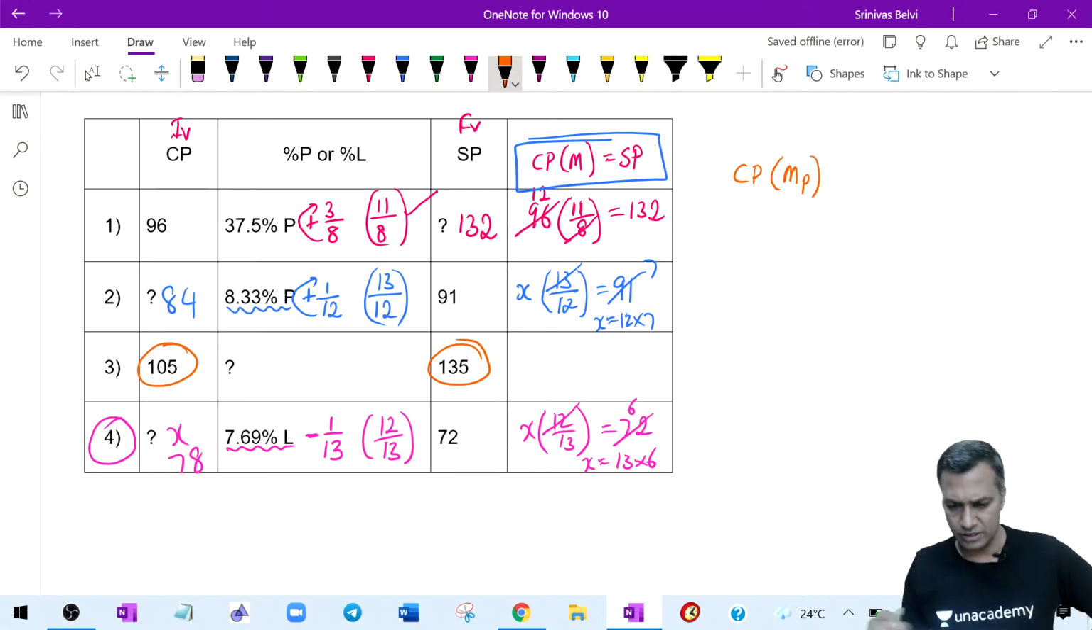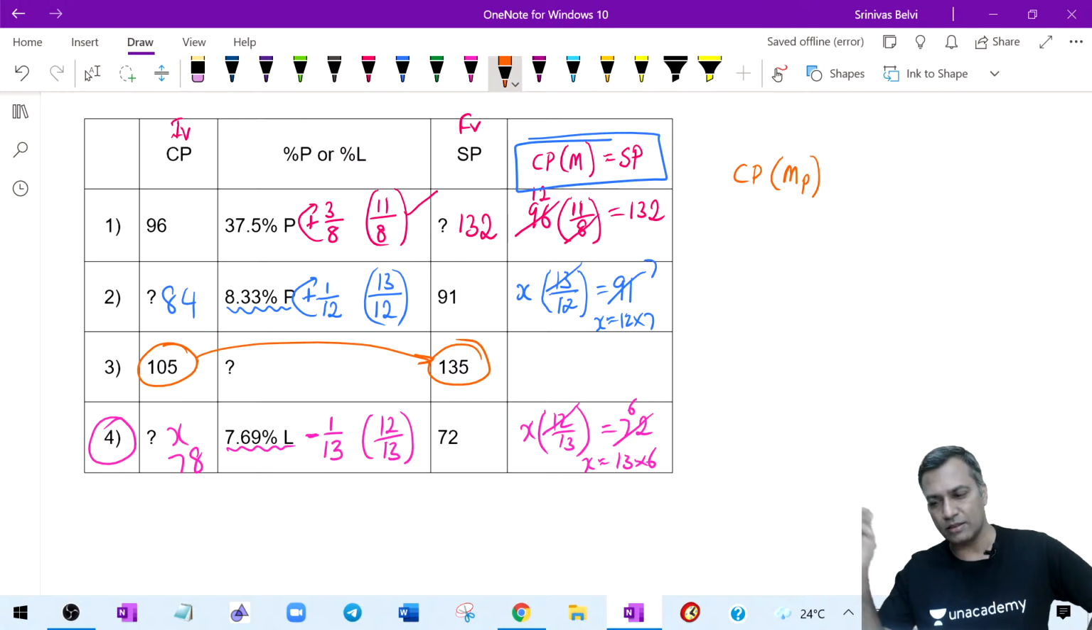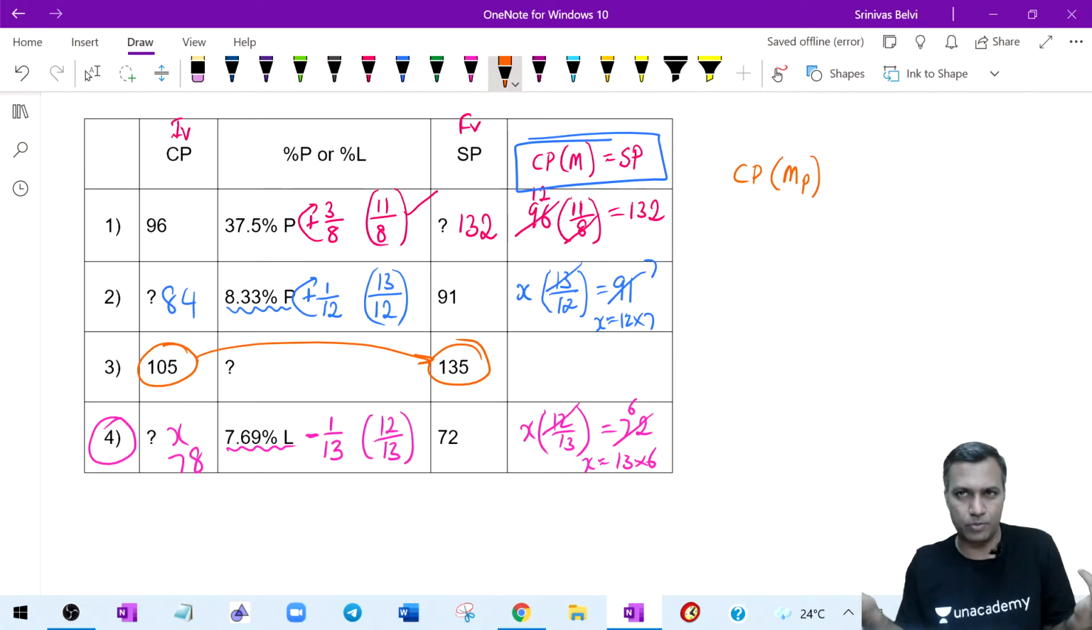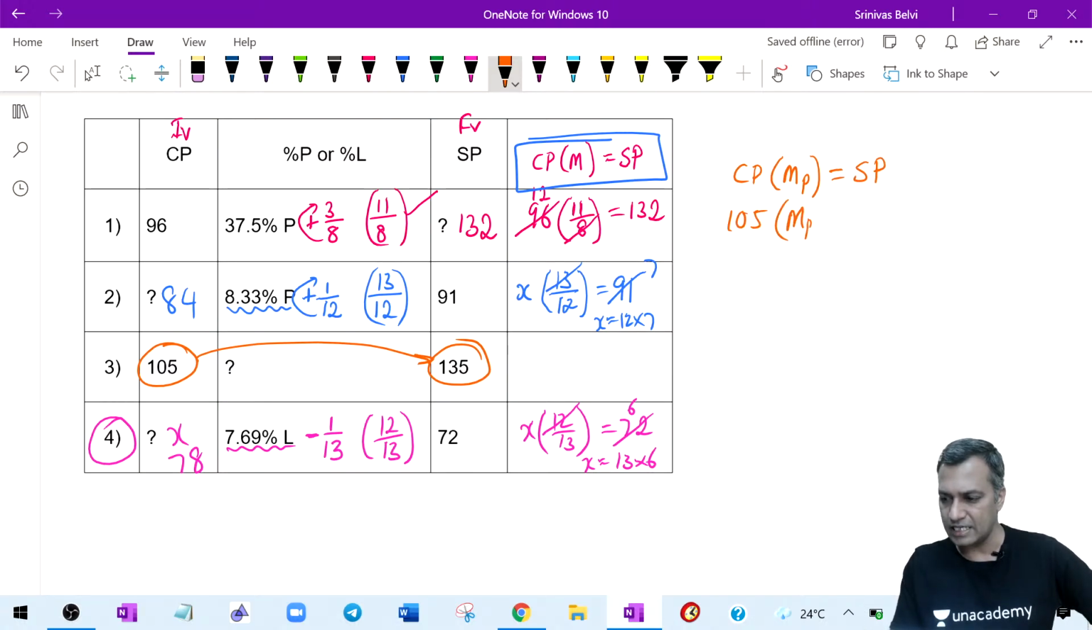You may wonder, how do you know there is a profit? Look at the numbers. 105 is the cost price, 135 is the selling price. Therefore, there is a profit, no doubt about it. Cost price, multiplier related with profit, results in selling price. What do I know? Cost price, I know 105. Multiplier related with profit, I write.